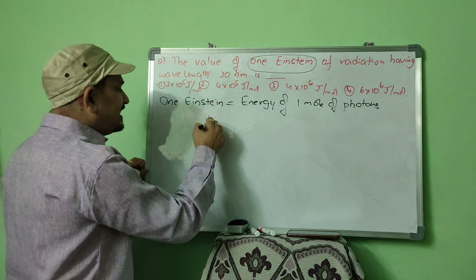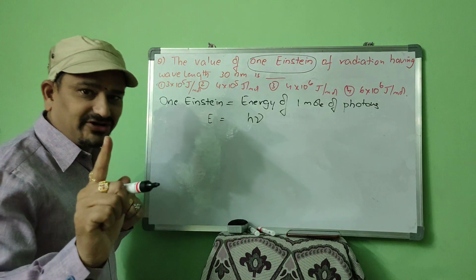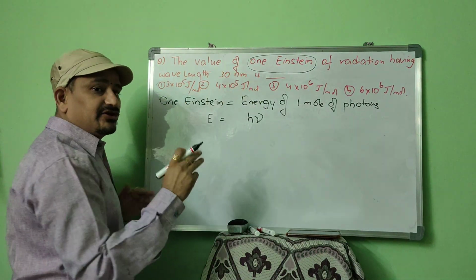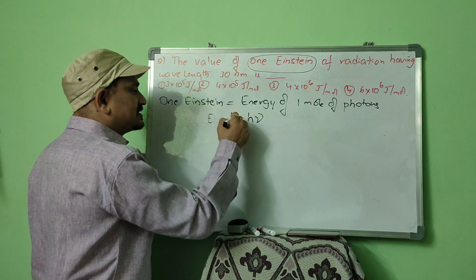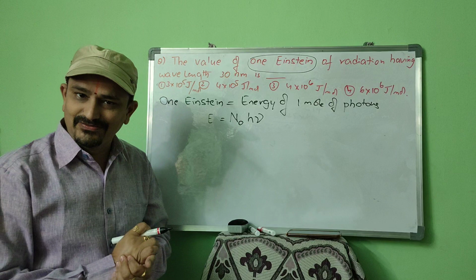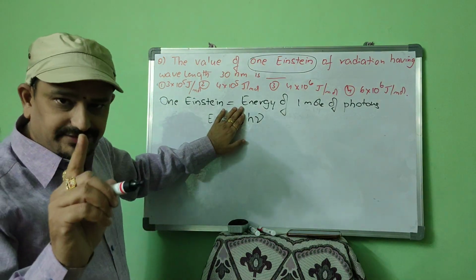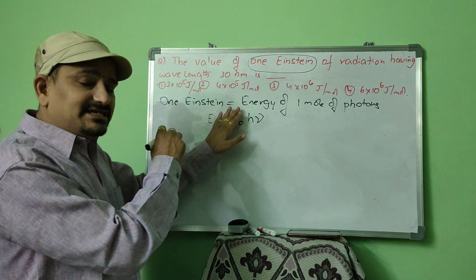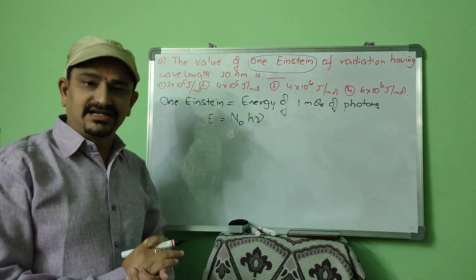In E equals h nu, you know that h nu is energy of 1 photon. But 1 mole of photons means Avogadro number of photons. So, E equals Avogadro number times h nu. This is the relation we have to use now. That h nu stands for energy of 1 photon, but Einstein is nothing but energy of 1 mole of photons. That's why I am calculating Avogadro number of photons.